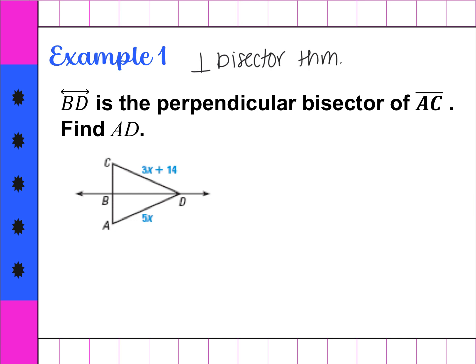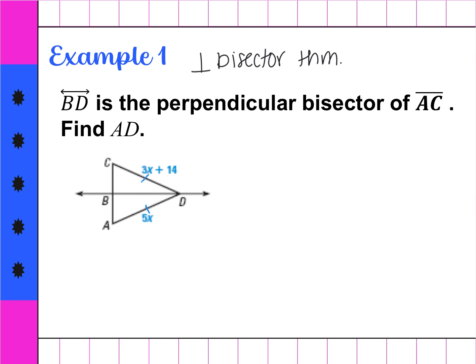Okay, this one is not converse because remember, converse is telling me that my segments are congruent. Are they telling me my segments are congruent here? No. They're telling me that I do have a perpendicular bisector. Now I have to find, will my segments be congruent? Yes. So now I can go ahead and solve. These will be congruent. So how would I solve this? Michaela? 3x plus 14 equals 5x. Good. Yes, I am just going to go ahead and set them equal to each other and then solve.